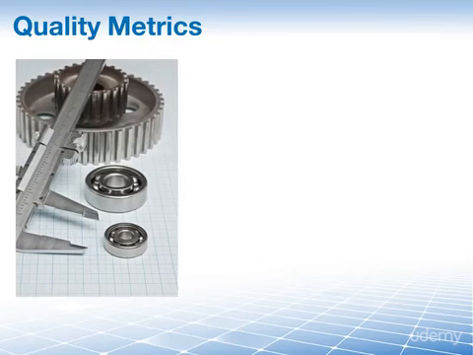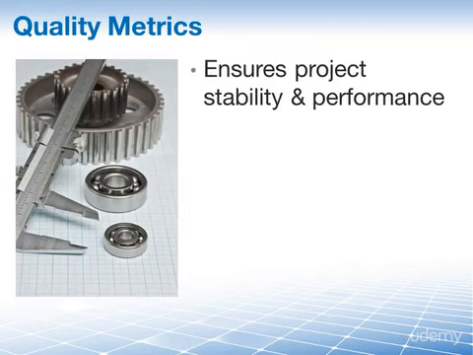What cannot be measured cannot be improved. This statement forms the basis of why we have quality metrics defined and measured. Establishing quality metrics is very important to ensuring the stability and performance of the project because they are directly related to performance, and they are here to achieve greater transparency and compliance with the project requirements.